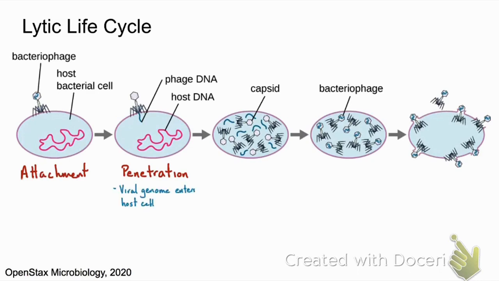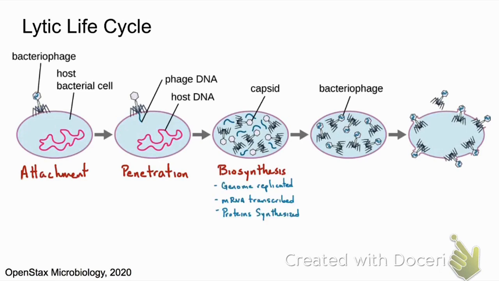Now, I should point out briefly that the majority of phages encode genomes that are made of DNA, and so that's why we're going to focus on DNA here. In the next step, and this can occur within a few minutes, we're going to see biosynthesis. The genome is going to be replicated either by a polymerase encoded by the phage or potentially the host DNA polymerase. The mRNA is going to be transcribed and proteins are going to be synthesized.